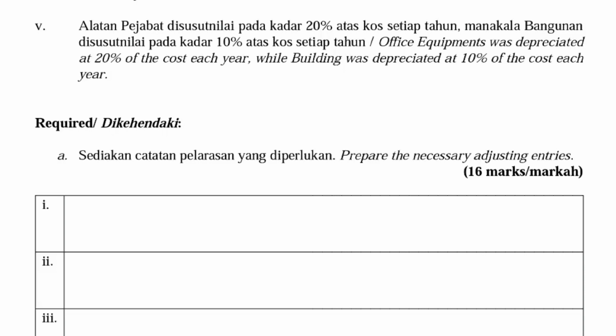and you have to credit 2 accounts. First, you have to credit accumulated depreciation for office equipment. The amount is $11,060. And also you have to credit accumulated depreciation for building. The amount is $65,000.